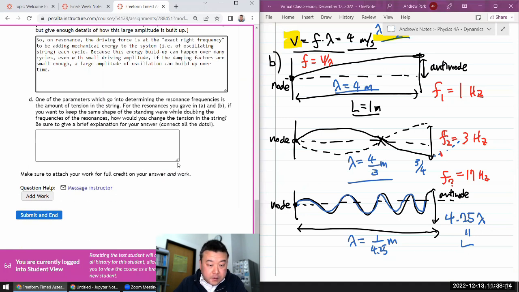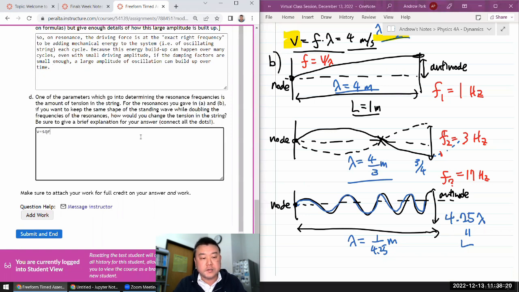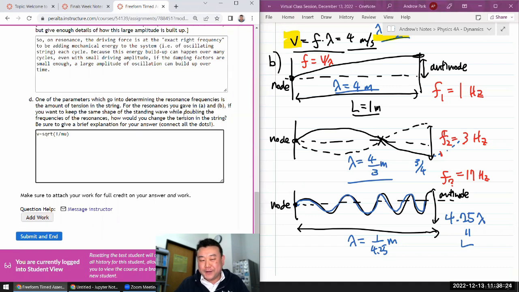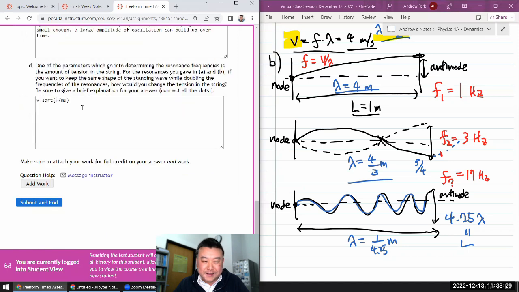Okay. One of the parameters is the amount of tension. V is equal to the square root of T over mu, one of the formulas that's nice to have memorized. I think that's going to be related because they mentioned the tension. T here is the tension. In resonance cases A and B, if you want to keep the same shape of the standing waves while doubling the frequencies of resonances, how would you change the tension in the string?